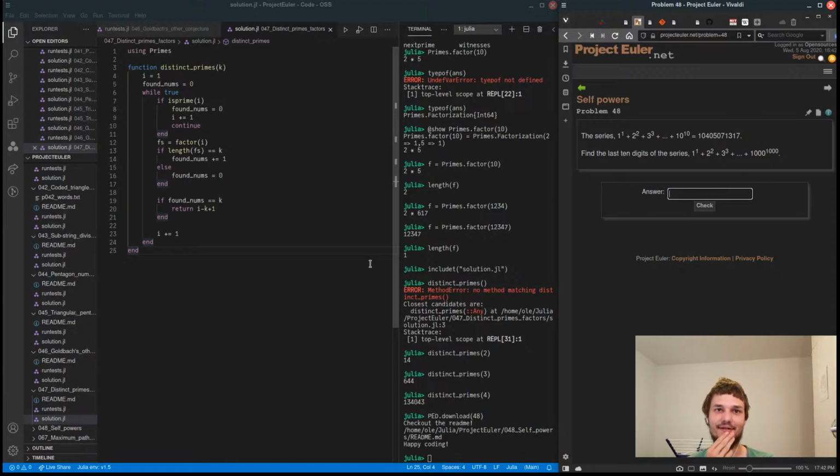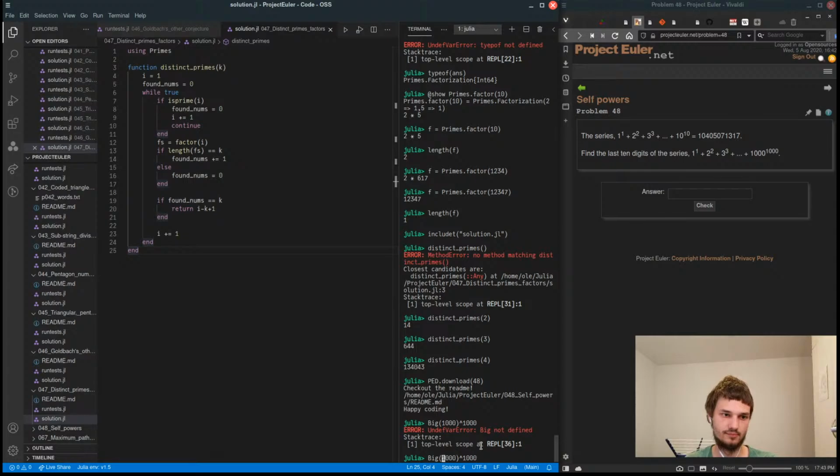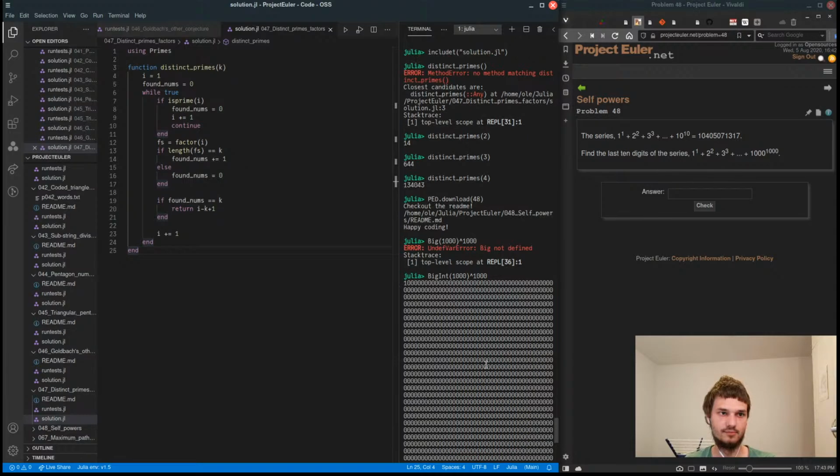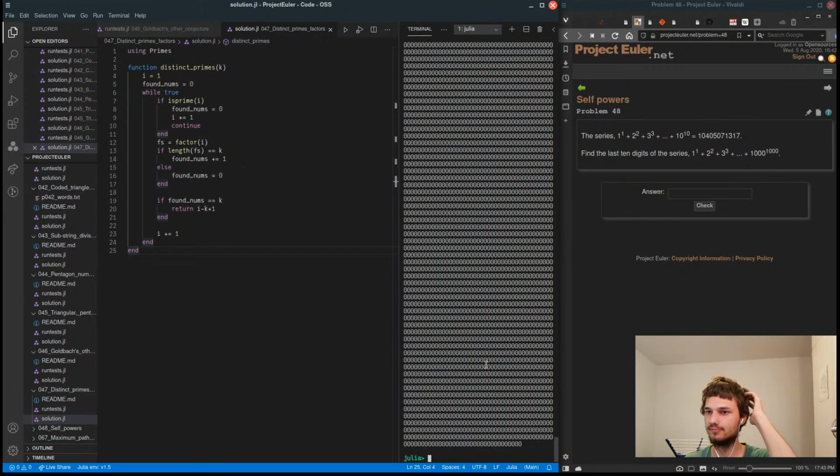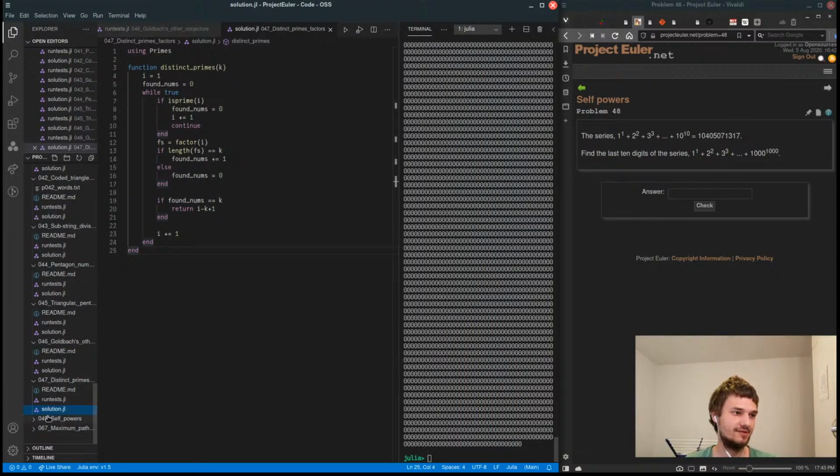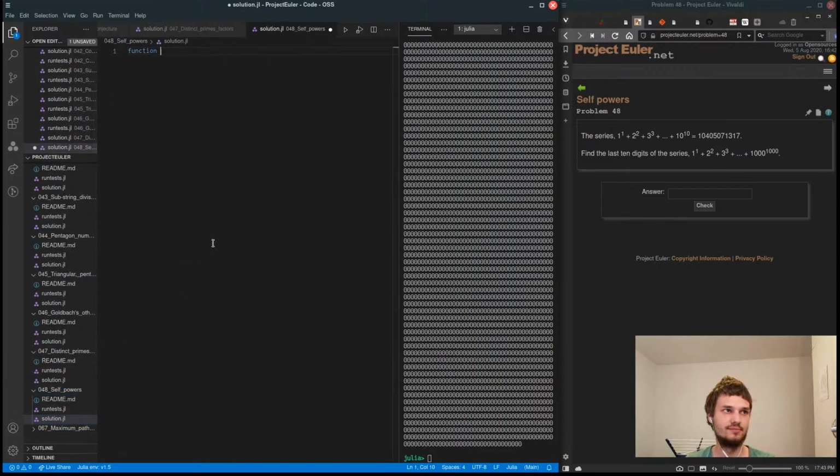Like, what? Okay. We have this weird series. I want to have the last 10 digits. I mean, I can handle it, I guess. But it seems like there is a better way of doing that, but self power. Return last 10 digits of 1 to the 1 power plus.